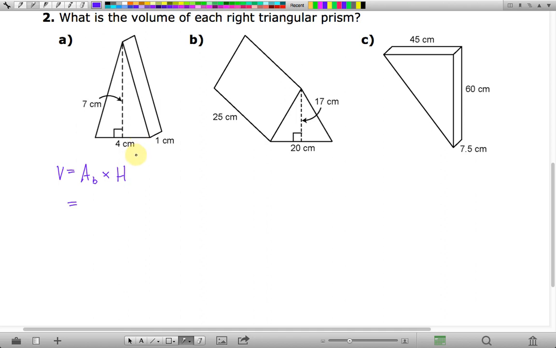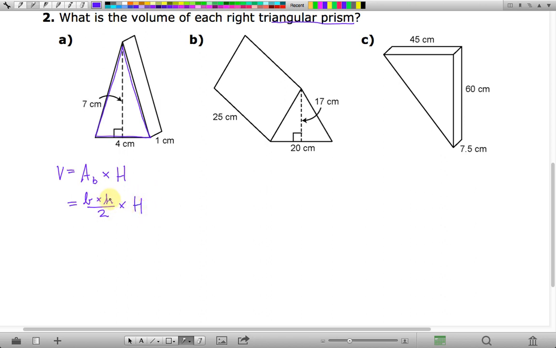An easy way to remember which is the base in any prism is that the base is the face that gives it its name. This is a triangular prism, so therefore the base is a triangle. So to find the area of the triangle, you do base times height divided by 2, and you multiply by the height of the prism.